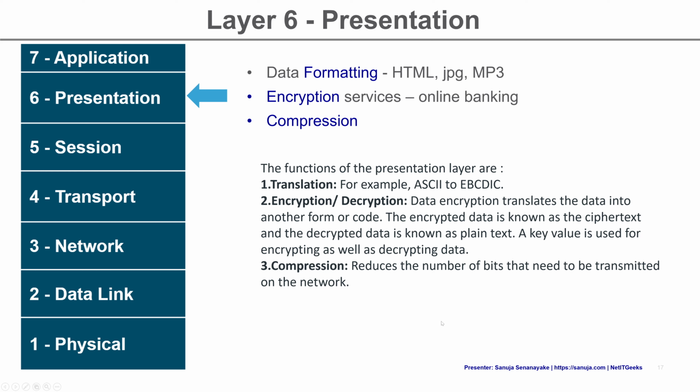In terms of compression, it reduces the number of bits that need to be transmitted across a network. Data compression includes things like zipping files or some kind of specialized compression process that can be used in this presentation layer in order to make the data more manageable in terms of transmission, right? The smaller the data size, the better for transmission.